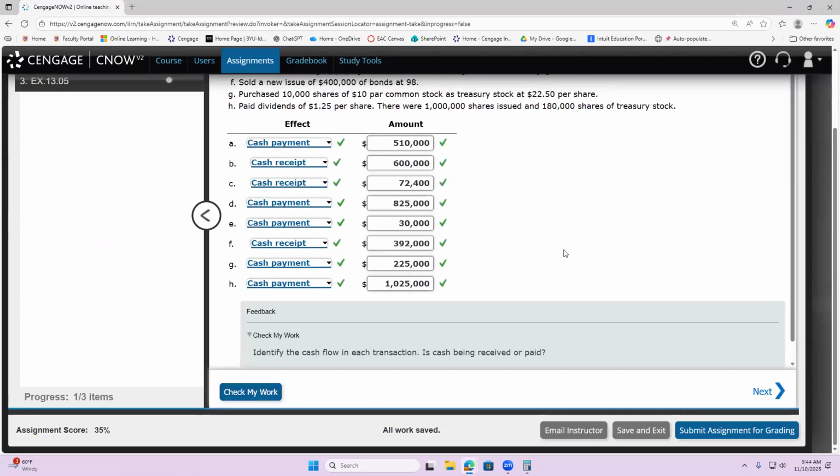Hooray! All green check marks. Those bring joy to all the children. All the who's in Whoville that are on Cengage.